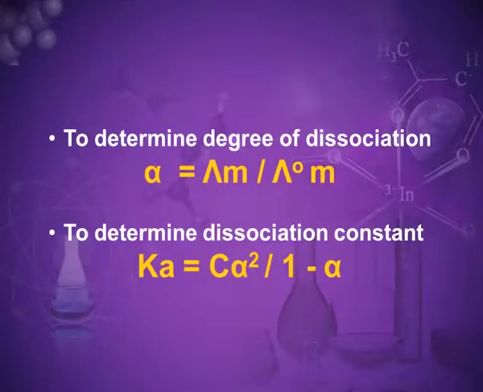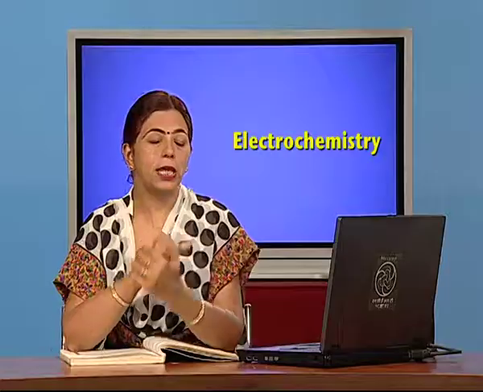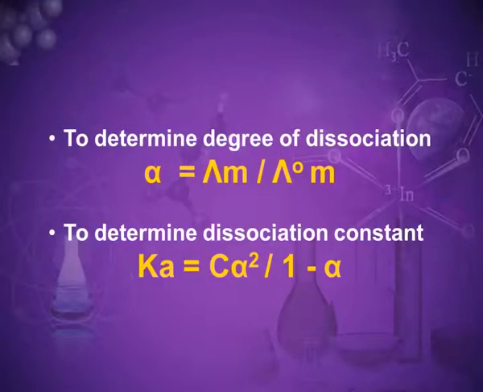We can take the values of the contributions of the different ions from suitable strong electrolytes, and by simply adding those values we can find the lambda m value for weak electrolytes. Using Kohlrausch's law, we can also find the degree of dissociation, alpha, which is mathematically equal to lambda m upon lambda m infinity. We can also find the dissociation constant, K. K is equal to C alpha square upon 1 minus alpha, where alpha is the degree of dissociation.